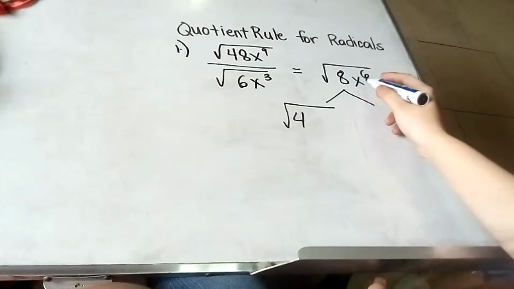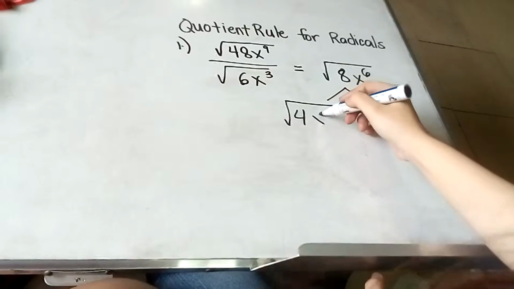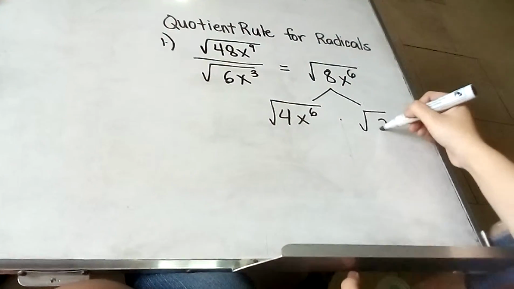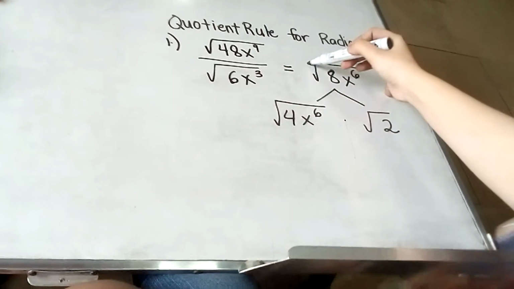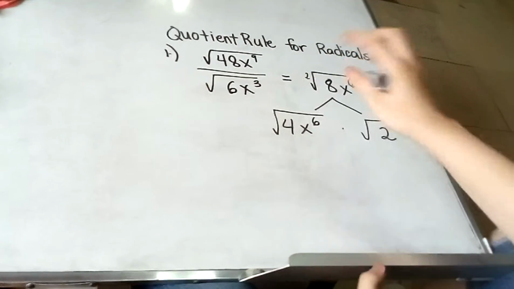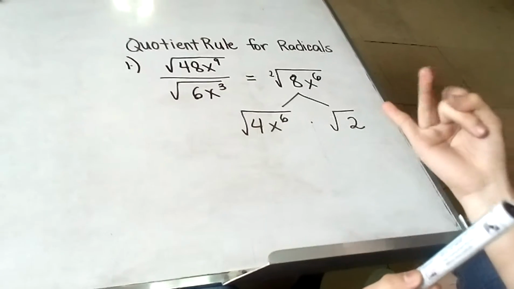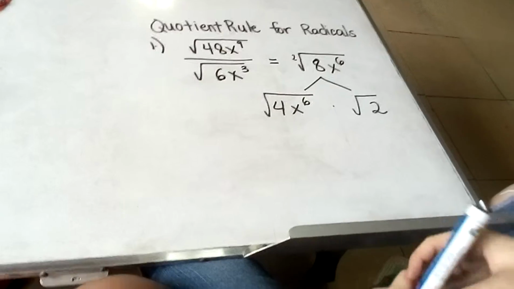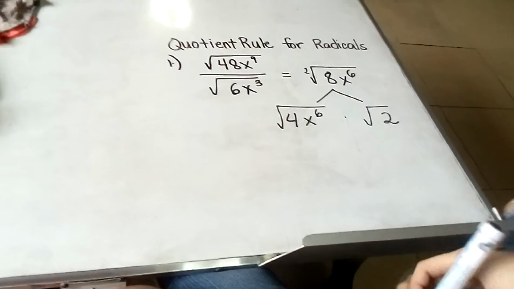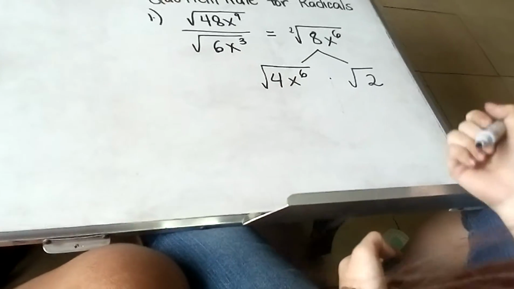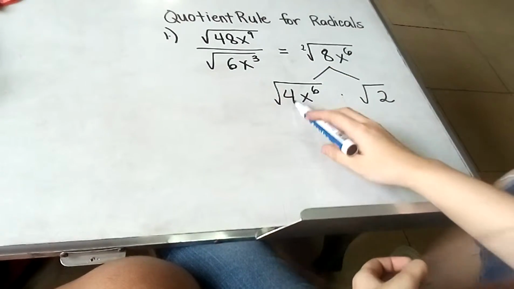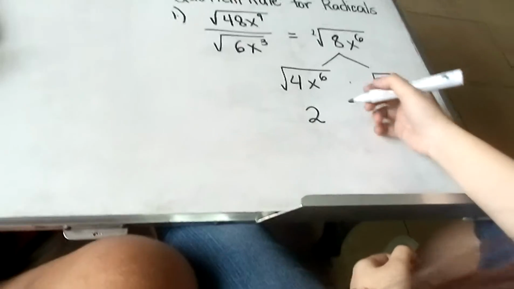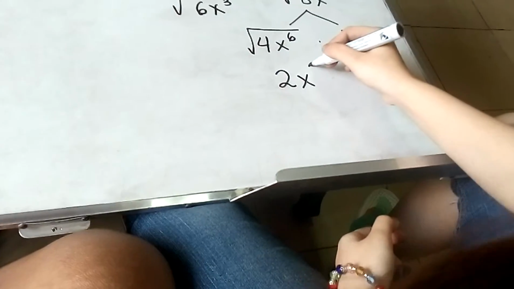4, x to the 6th, and then 2, x squared. Because it has the index of 2, it can go to 2, 4, 6, like that. So, you answer that. Okay? Then, simplify. Since this is square root of 2, then x to the 6th power divided by 2 is x to the 3rd power.